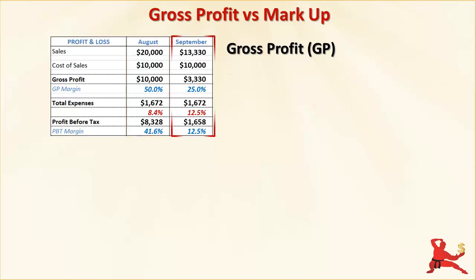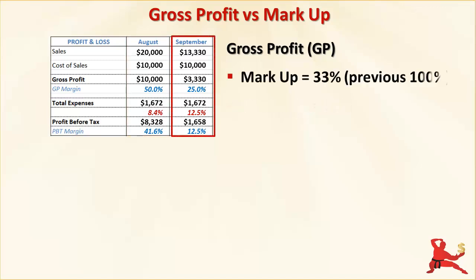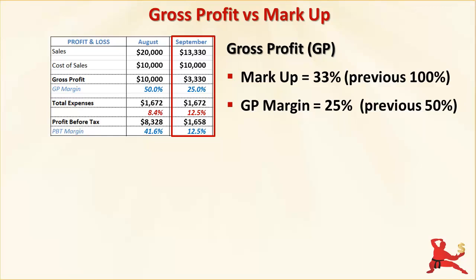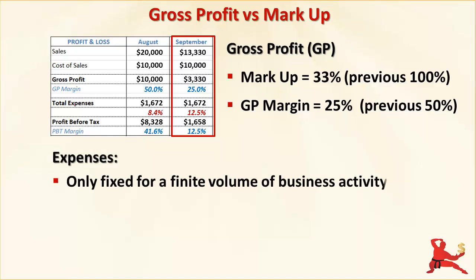Now, let's say that to stay competitive, we have to reduce our markup from 100% to 33%. So our selling price is down from $20 to $13.33. That's a gross profit margin of 25%, half of what we were getting before. In August, we sold 1,000 widgets at $20 each. Let's say the business currently only has the warehousing and people capacity to handle 1,000 widgets a month. So if we stay at this capacity, our total sales will only be $13,330 at the reduced selling price.